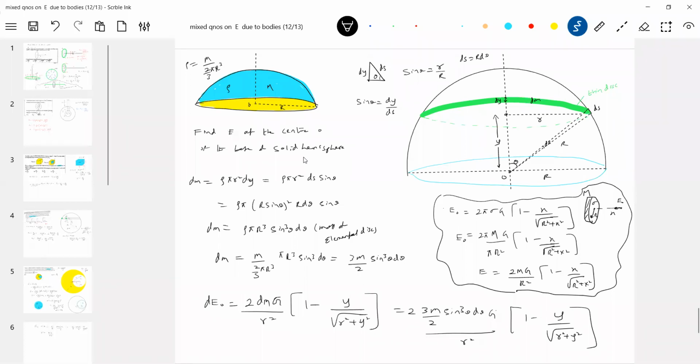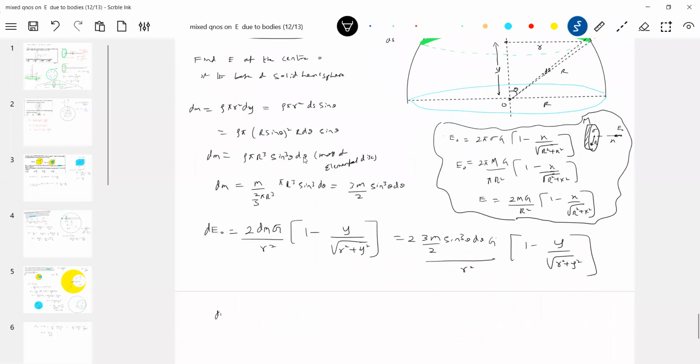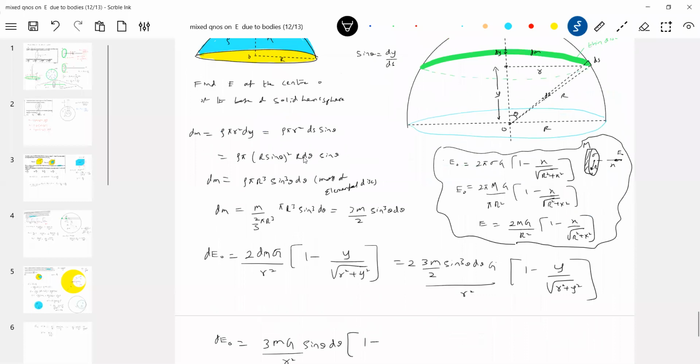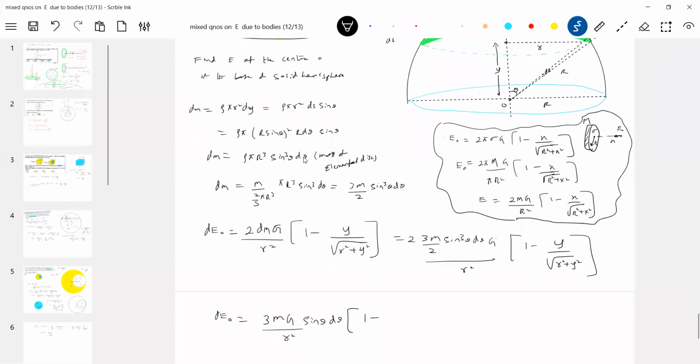Cos theta. The 2 gets cancelled. So this will be 3m g r square sine theta d theta into 1 minus cos theta. What is cos theta? You can write it as y by root of y square plus r square. I'll draw one small triangle so that you'll be in a better position.